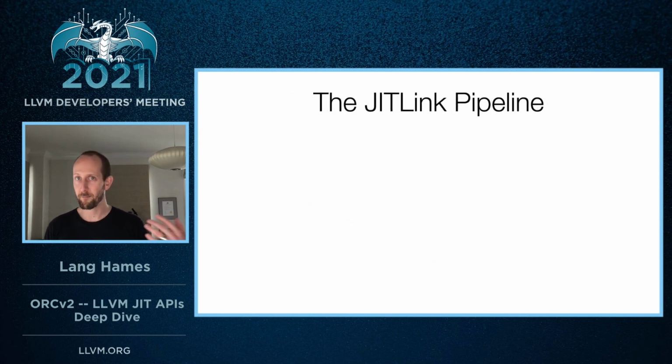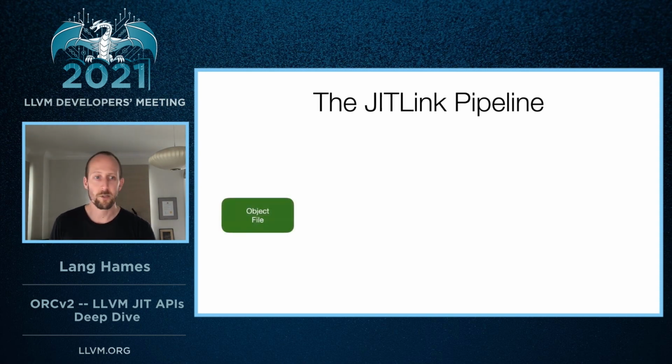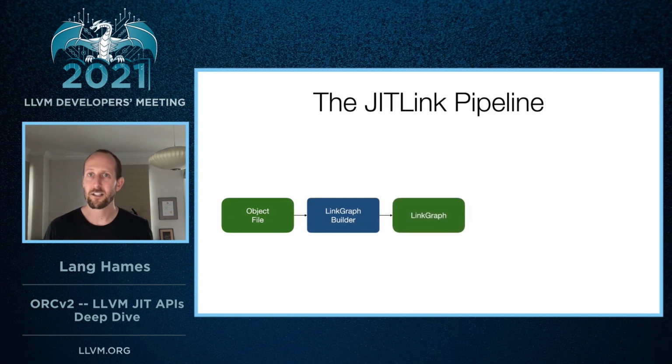I thought, for the sake of anybody who might be interested, and also just because it's neat to look under the hood, we would take a look at the JITLink pipeline. You don't need to understand any of this to use JITLink, but it's cool to see how it works. So we start off with an object file. We run that through a link graph builder, and the output of that is a link graph for our linker.